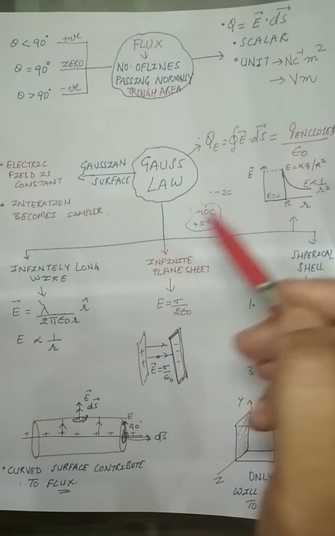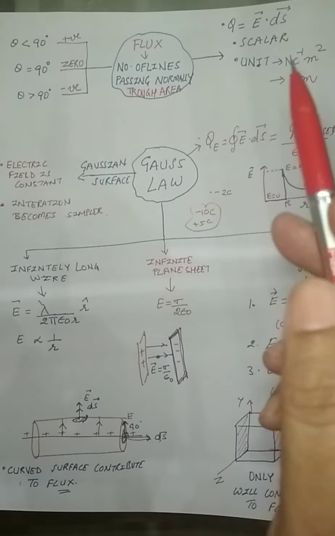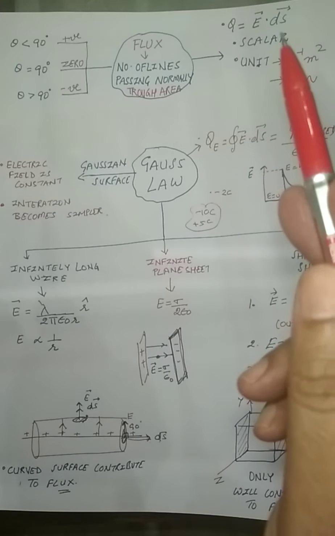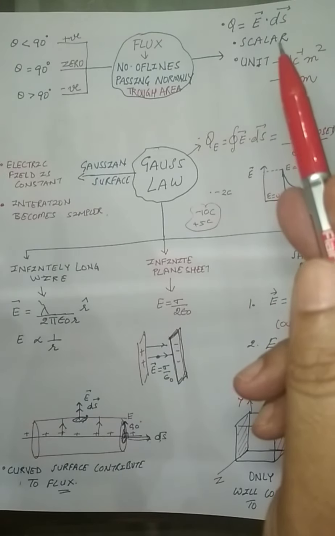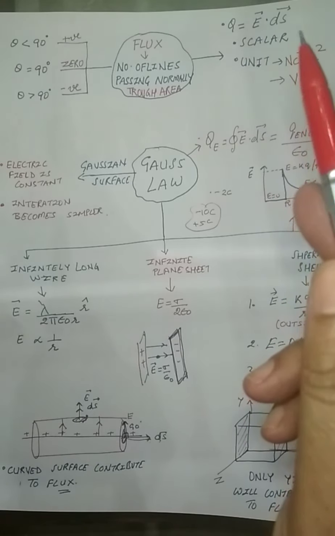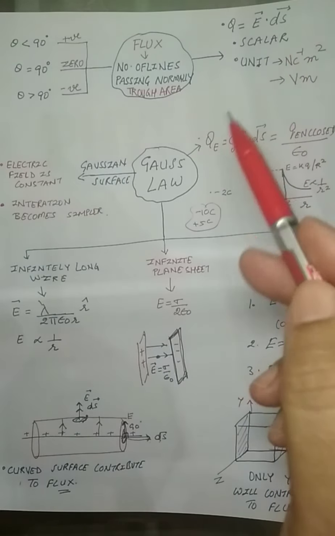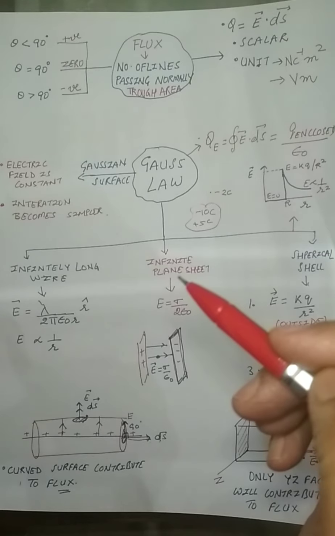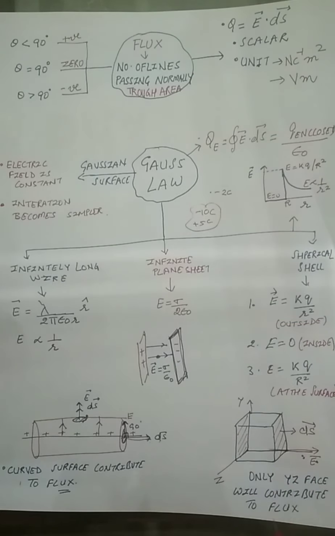Okay, so what I was discussing was that when you are finding the flux, you have to be very careful about the angle between the electric field and the area vector, and which surface will contribute to the electric flux or not. Say for example, in the case of a cube, let's say this is a cube and the electric field is along the x-axis. Now which face of the cube will contribute to the flux?